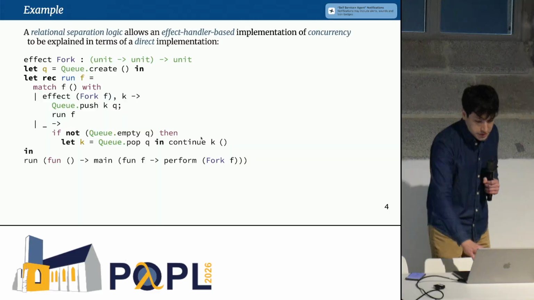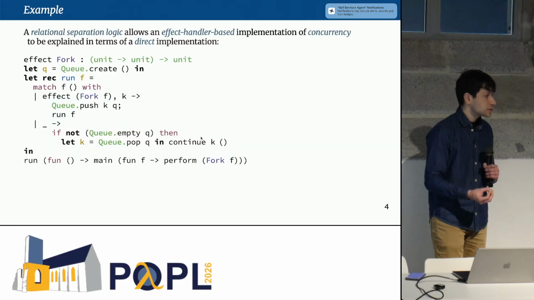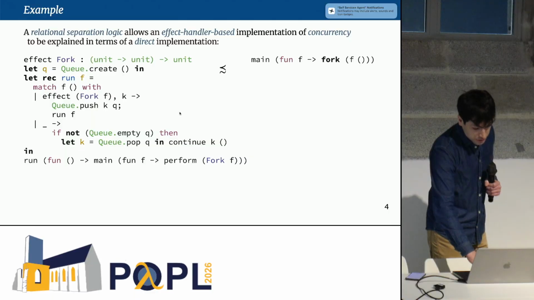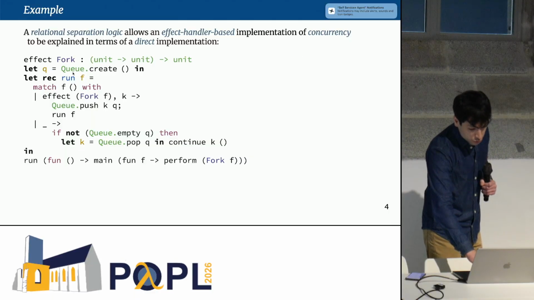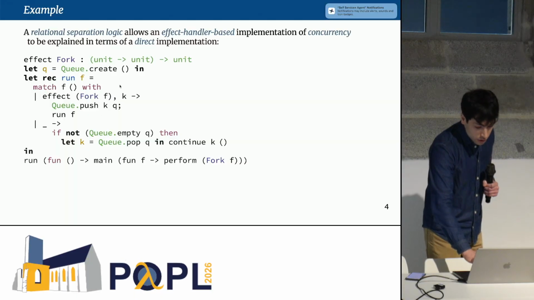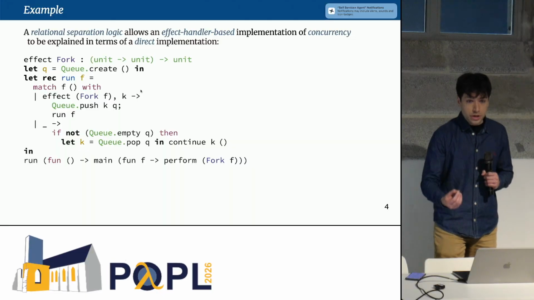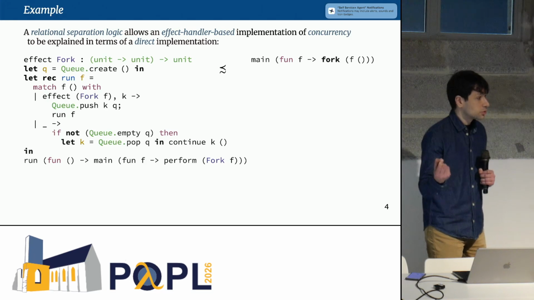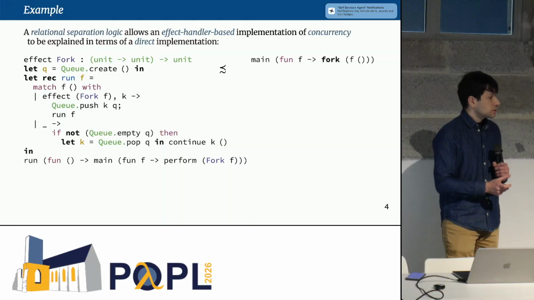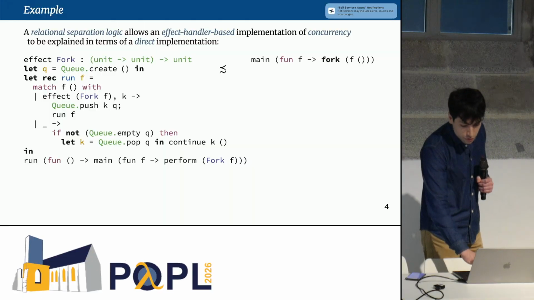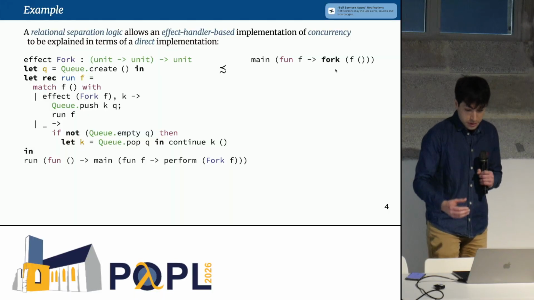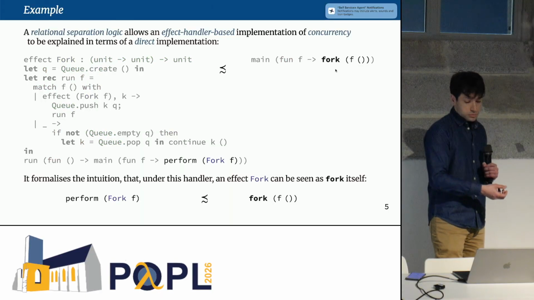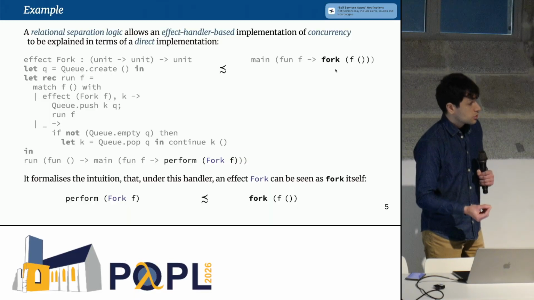In my opinion, this is a very elegant and concise implementation, but it's also very hard to reason about because it uses advanced programming features, such as dynamically allocated mutable state and first-class continuations. With relational separation logic, we can abstract this whole program into one single line, where the fork functionality is simply given by a native fork instruction. This statement also helps us understand a fork effect as actually a native fork instruction.